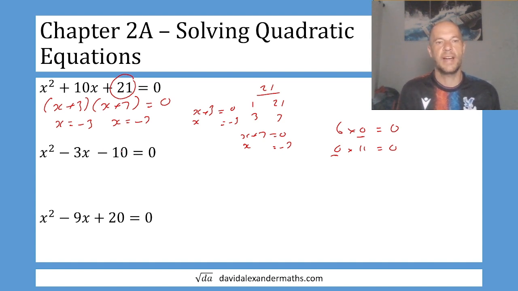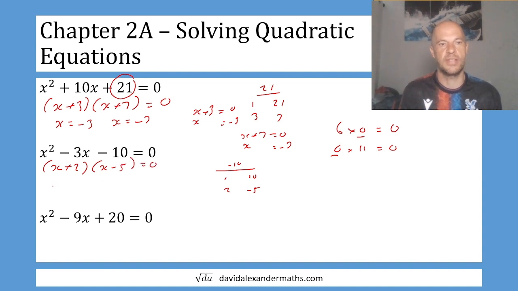Okay, here we're looking for factors of negative 10. So just focus on the 10 for now. So that's 1 and 10 and 2 and 5. Now it's actually minus 10, so one number must be positive, one must be negative. How am I getting negative 3? Well, that is going to be positive 2 minus 5, and 2 times minus 5 will give me that minus 10. So in brackets that is (x + 2)(x - 5) = 0, so the solutions are negative 2 and positive 5.